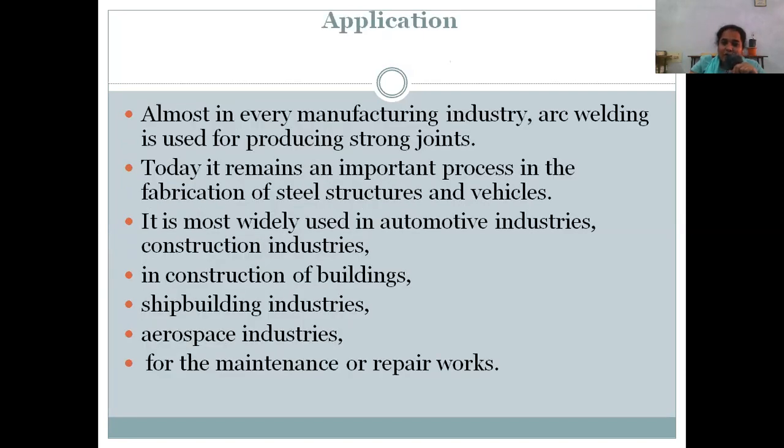And application: almost every manufacturing industry uses arc welding for producing strong joints. Today it remains an important process in the fabrication of steel structures and vehicles. It is most widely used in automotive industries, construction industries, construction of buildings, shipbuilding industries, aerospace industries, and for maintenance and repair works.